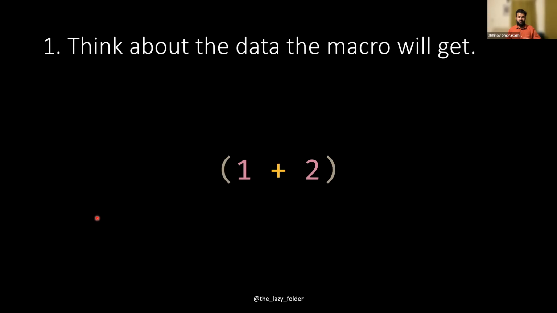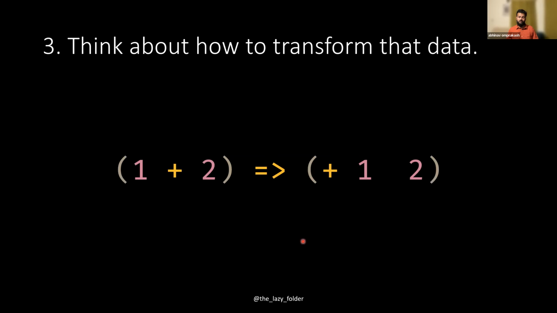So the first step is to think about the data the macro will get. In our case, it was a 3-element list. And then you think about the data the macro will return, which is a list with the elements swapped. Then we have to think about how we transform that data, how we're going to make the transformation happen. This is where we do the heavy lifting of writing a macro. So that's it for the 3-step process.